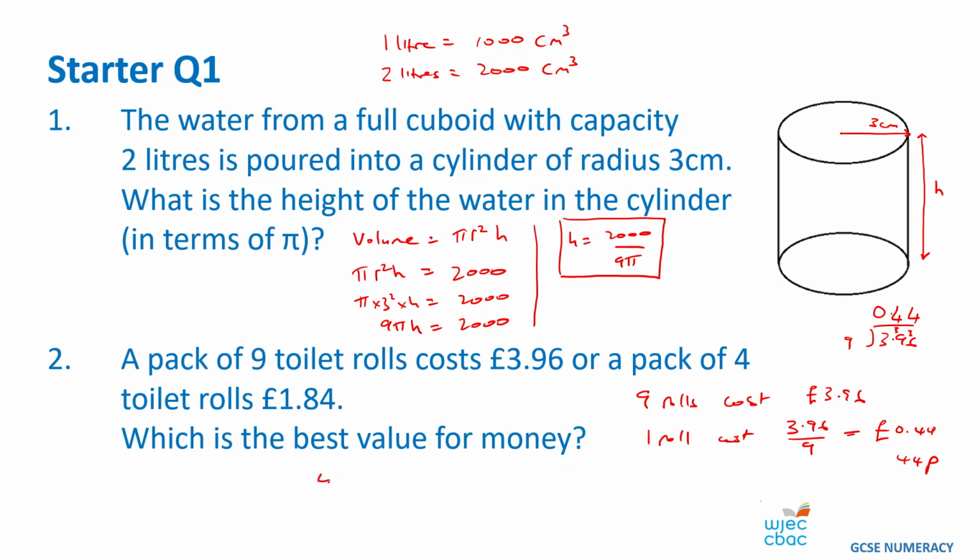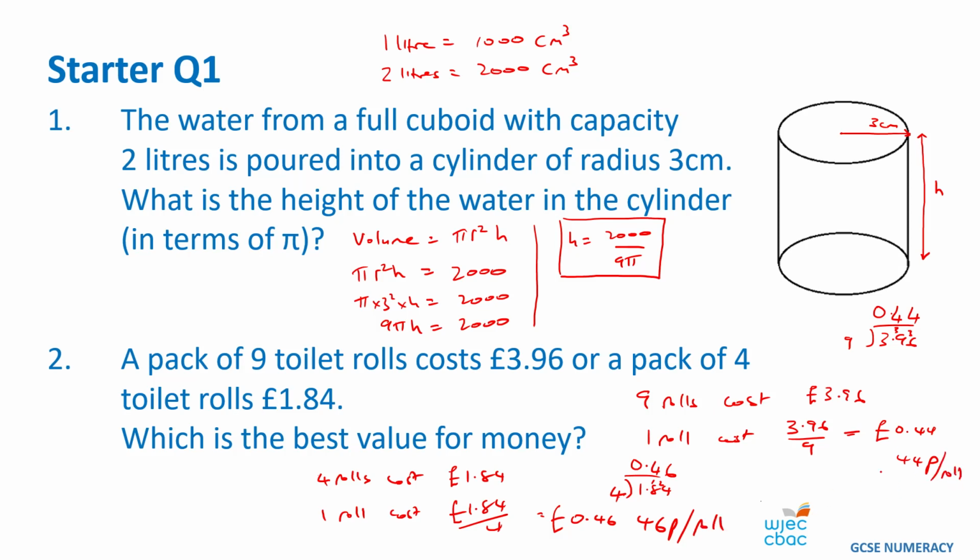With a four roll pack, 4 rolls cost £1.84. So 1 roll, same technique, will cost £1.84 divided by 4. So if we do our workings here, 1.84 divided by 4. 4 doesn't go into 1, so we carry the 1, don't forget the decimal. 4 into 18 is 4 times, remainder 2, and 4 into 24 is 6 times. So that's 0.46, or 46 pence per roll. So that means the 9 pack is the best value for money. In these questions, make sure you state which is best value.